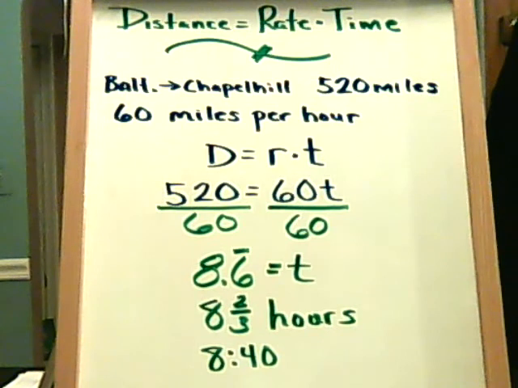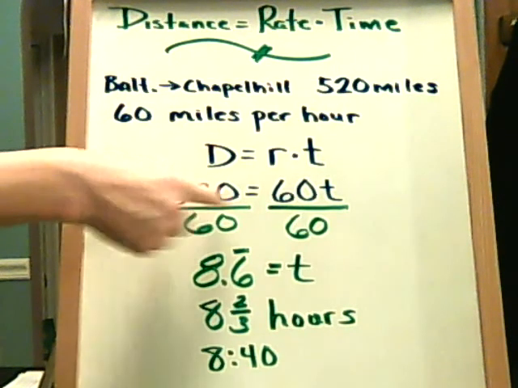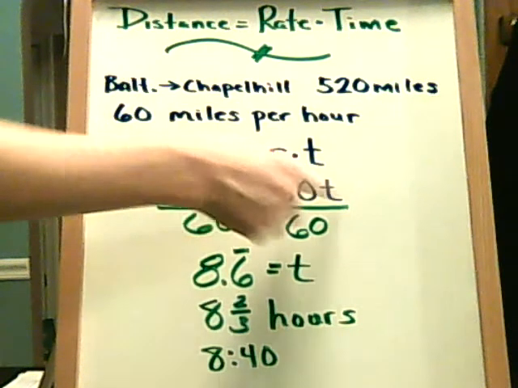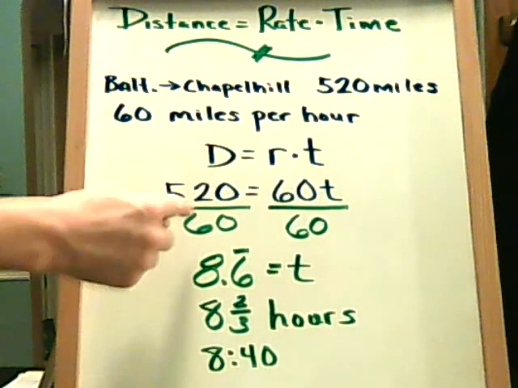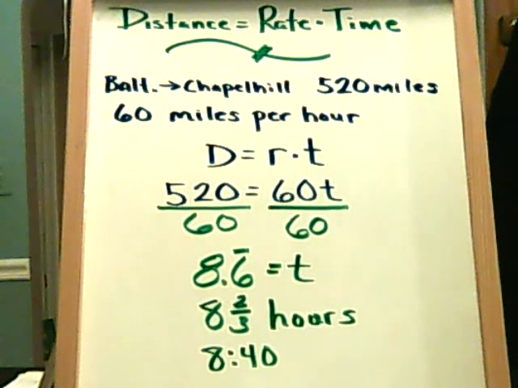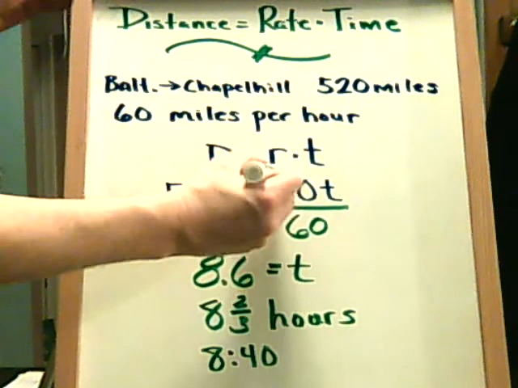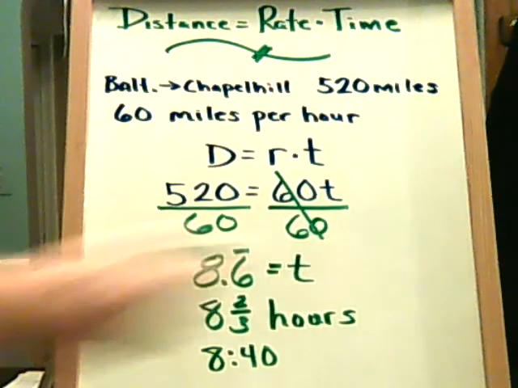The question says how long will it take. So you substitute in 520 and then 60. So you have 520 equals 60t. You divide both sides by 60. These 60s cancel out, and you get t on this side.